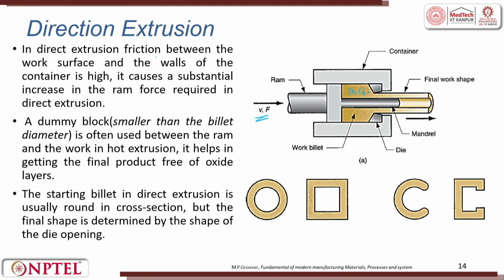In direct extrusion, friction between the work surface and the wall of the container is very high. It causes a substantial increase in the ram force in direct extrusion. A dummy block smaller than the billet diameter is often used between the ram and the work in hot extrusion. It helps in getting the final product free of oxide layer. So, a dummy block is often used between the ram and the extrusion billet.